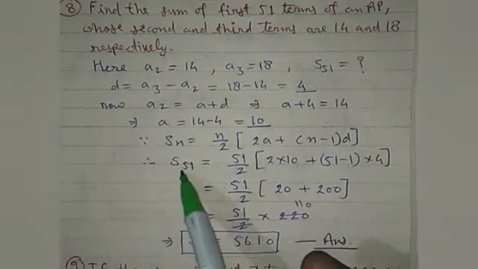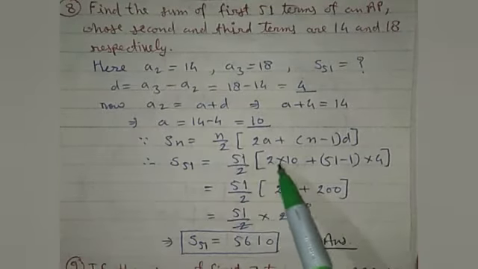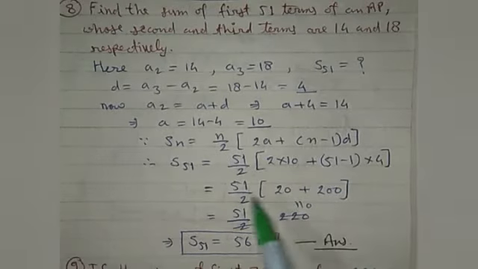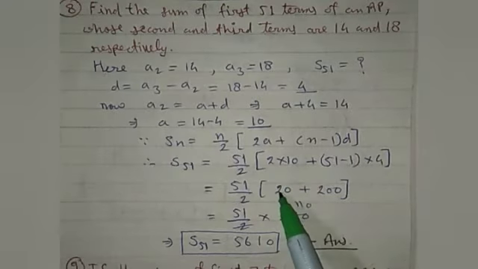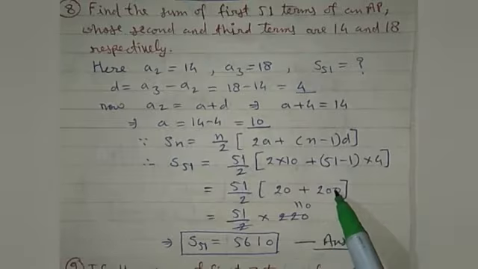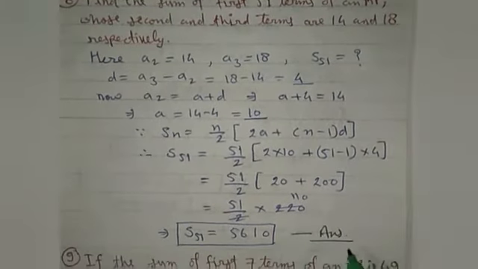So here S51 is equal to 51 divided by 2 into bracket 2 into 10 plus 51 minus 1 into 4. So here 51 divided by 2 into bracket 20 plus here 50 into 4 will give 200. So it is 220. So dividing by 2 will give 110. So 110 into 51 will give 5610, which is the sum of 51 terms. So it is the answer.